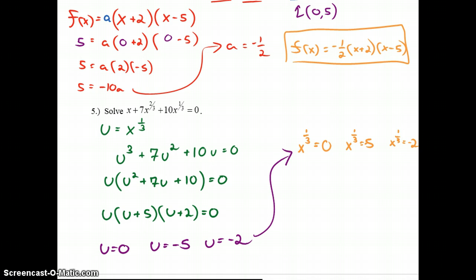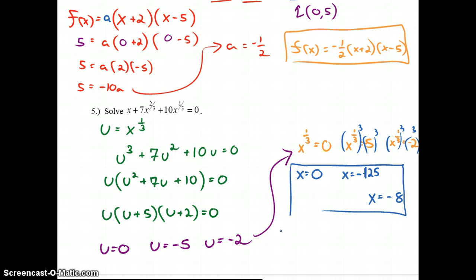In order to figure out what x is and not what x to the 1/3 is, I'm just going to have to cube everything. If x to the 1/3 is 0, then x equals 0. If x to the 1/3 is negative 5, if I cube it all, I end up with x equals negative 125. And if x to the 1/3 is negative 2, if I cube all of that again, I end up with x equals negative 8. These are my 3 possibilities. These are, I think, the solutions to this problem.